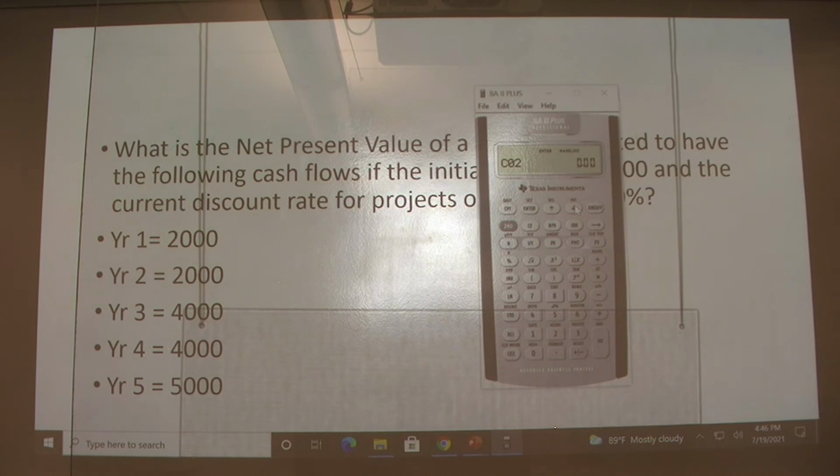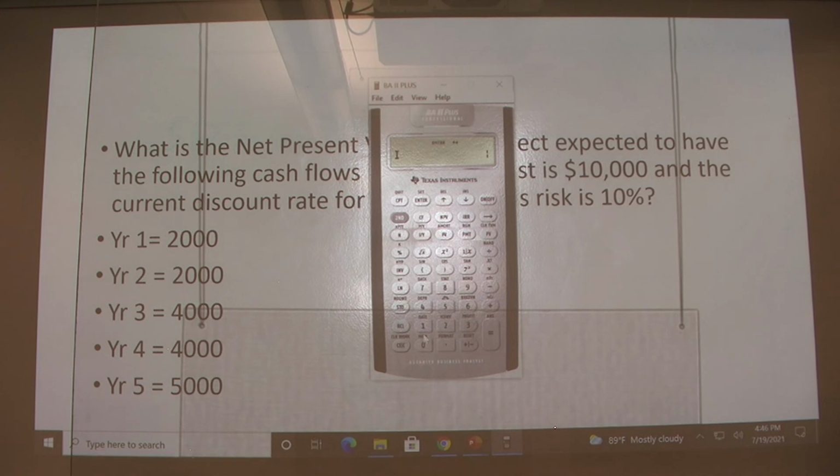Enter. Second cash flow, 4,000. How many times do we get paid 4,000? We got paid 4,000 twice. And our third unique cash flow is 5,000. Enter. We don't have another cash flow. Our discount rate is what? 10. Enter. NPV.